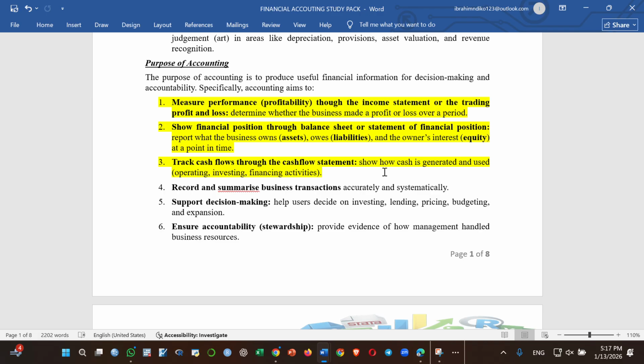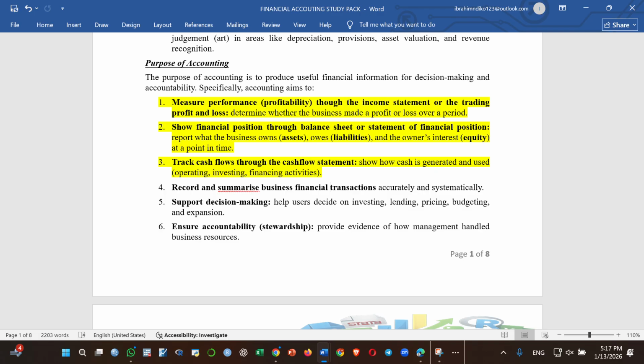Other purposes, it assists in recording and summarizing of the business financial transaction. It's supposed to be financial because it must be in money form. So it assists in recording and summarizing of the business financial transaction accurately and in a systematic manner. Number 5, another purpose, which is not our main idea, but it is also one of the purposes, it supports decision making.